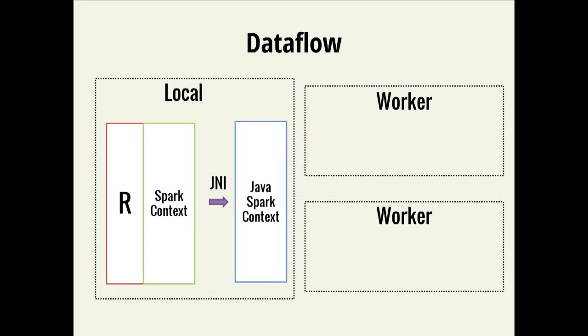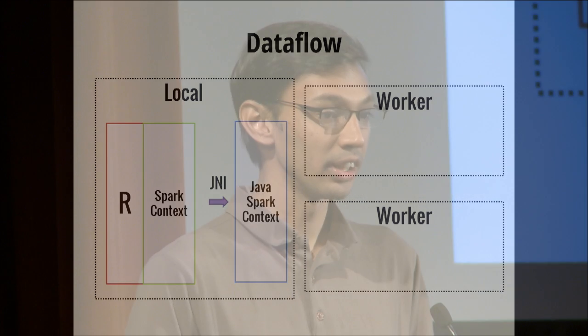When you hit the first line that creates the Spark context, or the SparkR.init line, we correspondingly create a Spark context along with your R process. And we also use JNI to create a backing Java Spark context. This is very similar in spirit to what happens in the PySpark model as well, where they use this Py4j package to create a backing Java Spark context.